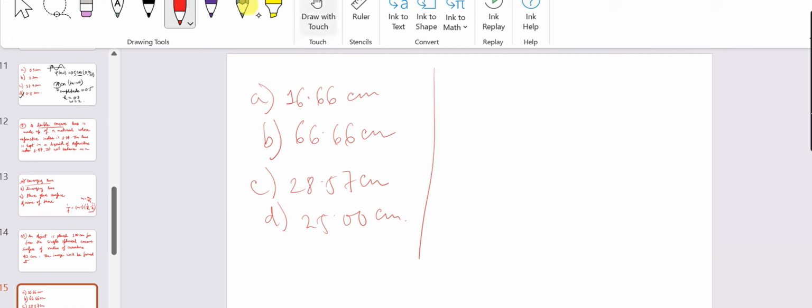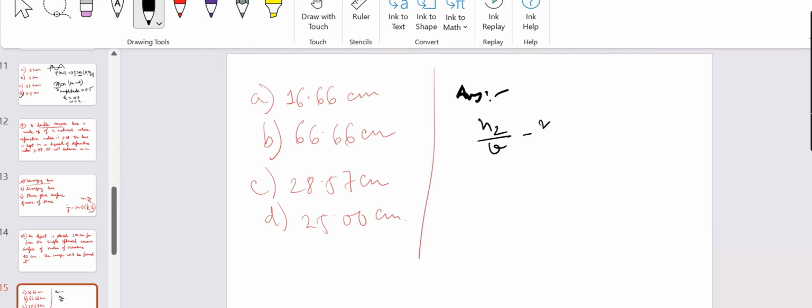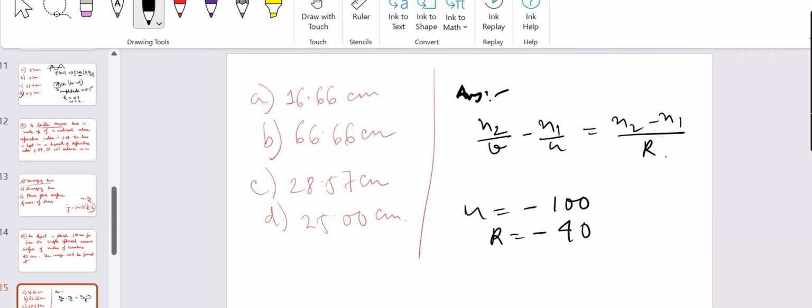So here is the answer. That is n2/v minus n1/u is equal to (n2 minus n1)/R. So here we know u is equal to minus 100, R is equal to minus 40, because we are dealing with a concave surface, not a convex surface, and if we put this value, we will get v is equal to minus 25 centimeter. Every option has a minus sign with it.